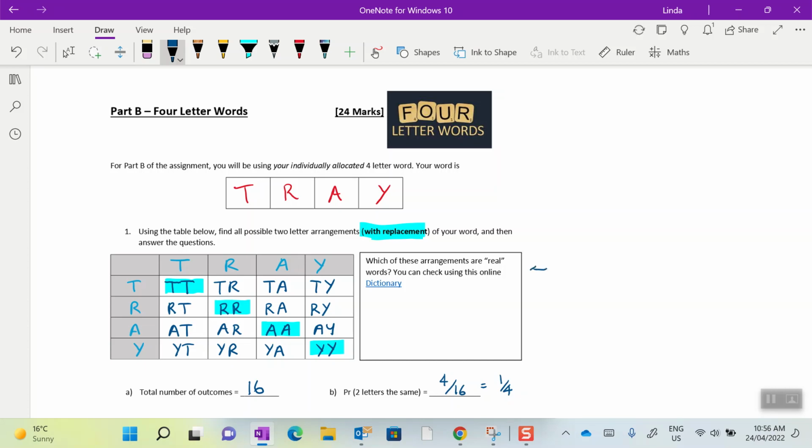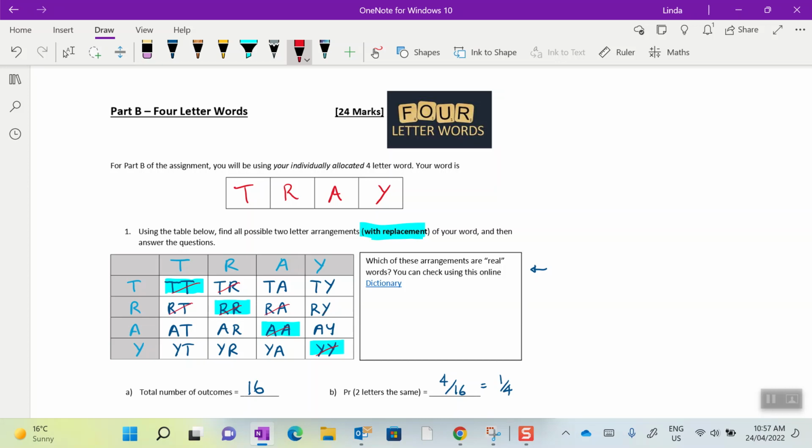Now this question says, which of these arrangements are real words? You can check this using the online dictionary. For some of these words, I don't need a dictionary to tell me that they make no sense. So TT, RR, AA, YY, I know are not words. I know that TR is not a word. I know that RT is not a word. I know that RA is not a word.